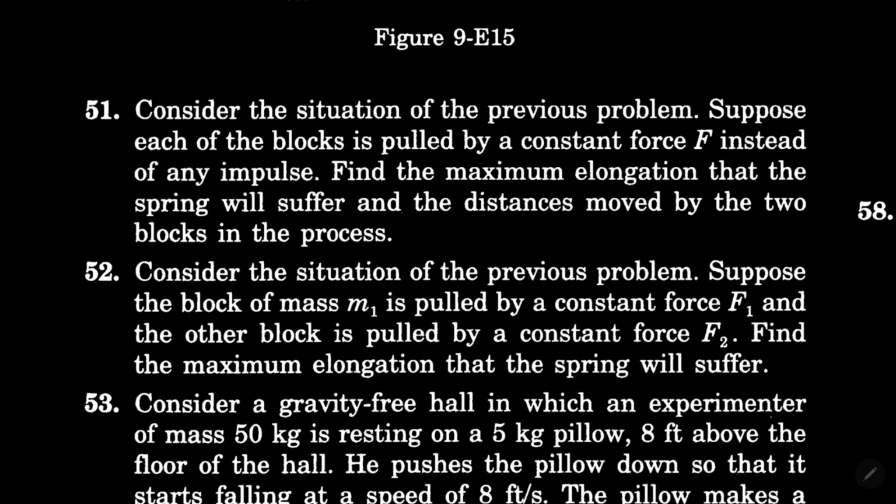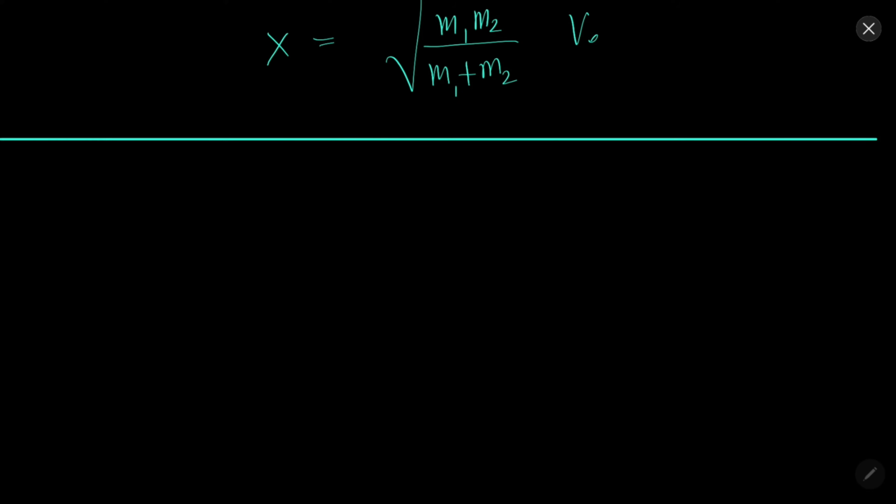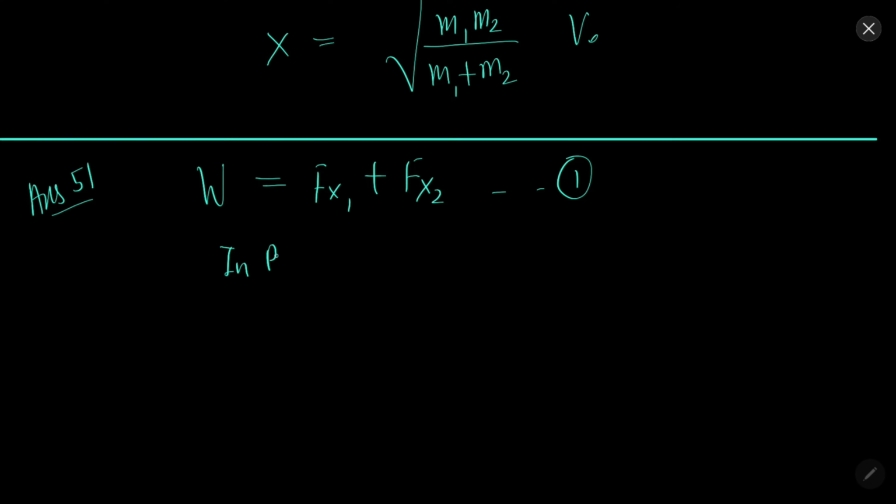Now in question 51, we have to consider a situation of the previous problem. We need to find the maximum elongation that the spring will suffer and the distance moved by the two blocks in the process. Solution 51. So if the blocks are pulled by some force, they suddenly move with some acceleration. So let total work done be F x1 plus F x2. Let this be equation 1. An increase in potential energy be half k (x1 plus x2) whole square.